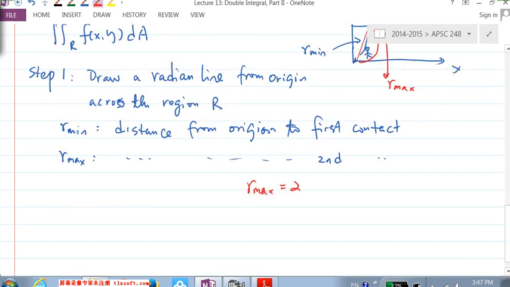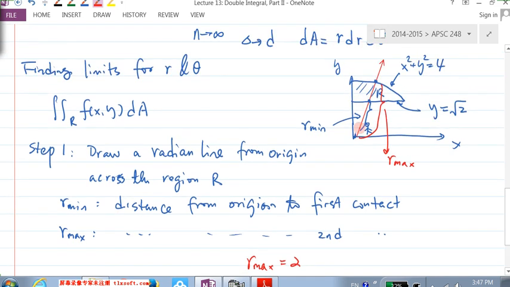Then what is r min? Now we know the definition of r min is from the origin to the first contact, so this side here is r min. Often in this kind of case, you have to use a geometric relationship to get the expression for r min. So we can resort to the geometry here. This location is square root of 2, because that's y equals root 2, and this is a 2 here.